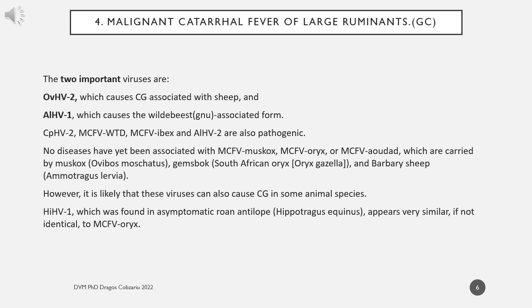No diseases have yet been associated with MCFV-muskox, MCFV-oryx, or MCFV-aoudad, which are carried by muskox, Ovibos moschatus, gemsbok, South African oryx, Oryx gazella, and Barbary sheep, Ammotragus lervia. However, it is likely that these viruses can also cause MCF in some animal species. HiHV-1, which was found in asymptomatic roan antelope, Hippotragus equinus, appears very similar, if not identical, to MCFV-oryx.